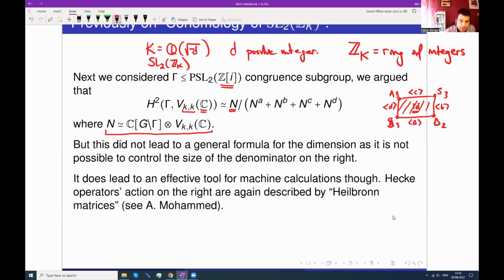Again, you can transfer the action of Hecke operators to the right-hand side using the same procedure as Merel and Cremona. So these Heilbronn matrices are very efficient. And I'm using the fact here that Z[i] is Euclidean, it's a Euclidean ring, so the continued fractions algorithm works. That's what you use for the Heilbronn matrices.